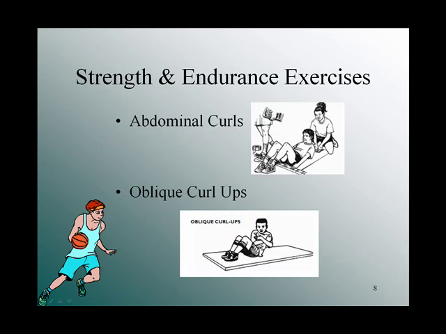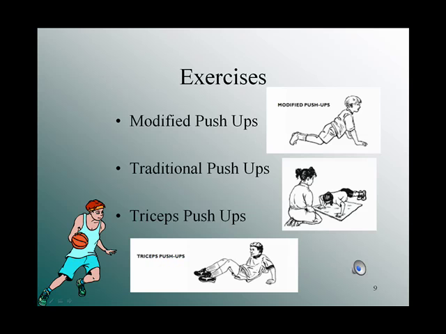Some examples of strength and endurance exercises that students are to participate in involve abdominal curls and oblique curls to strengthen the abdominal area. Exercises related to the upper body involve modified push-ups, traditional push-ups, and tricep push-ups.